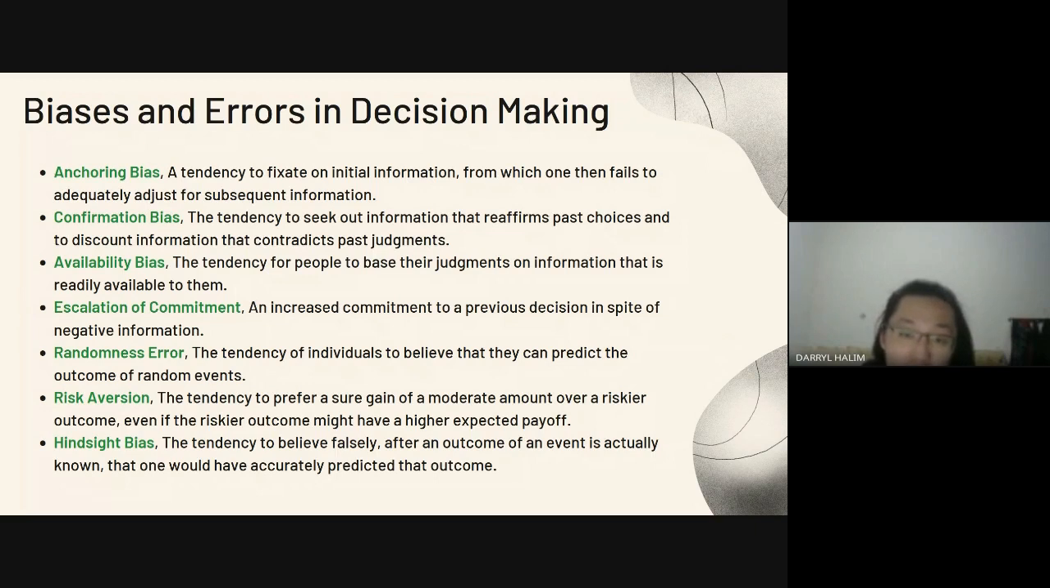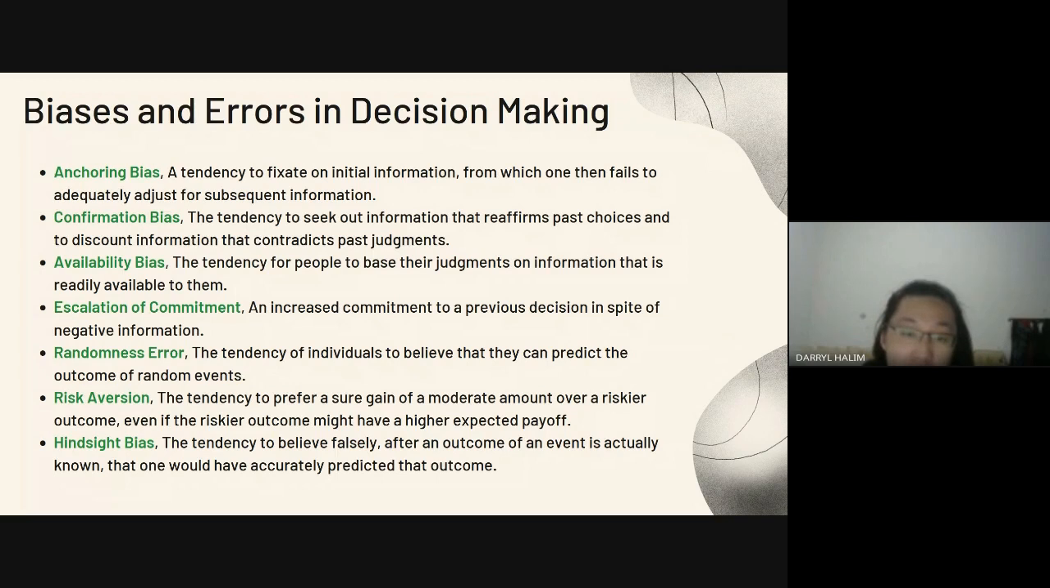The next one is availability bias. It's the tendency for people to base their judgment on information that is readily available around them and only available to them, meaning that their perspective is not that broad. They need to broaden up their perspective.